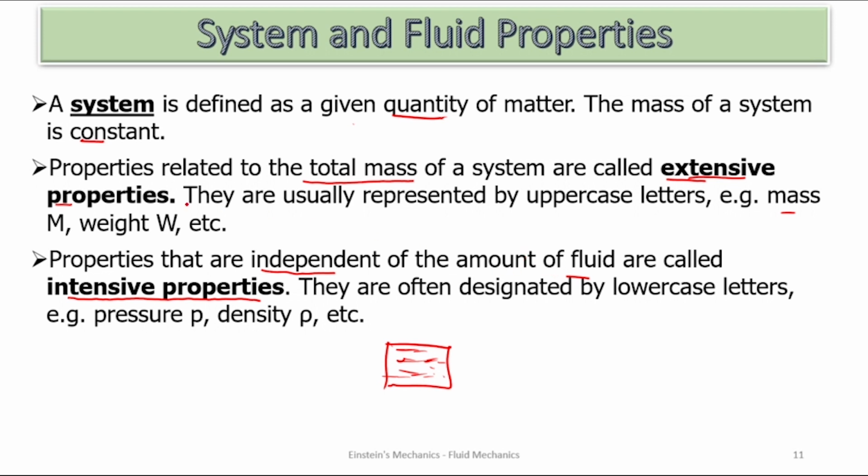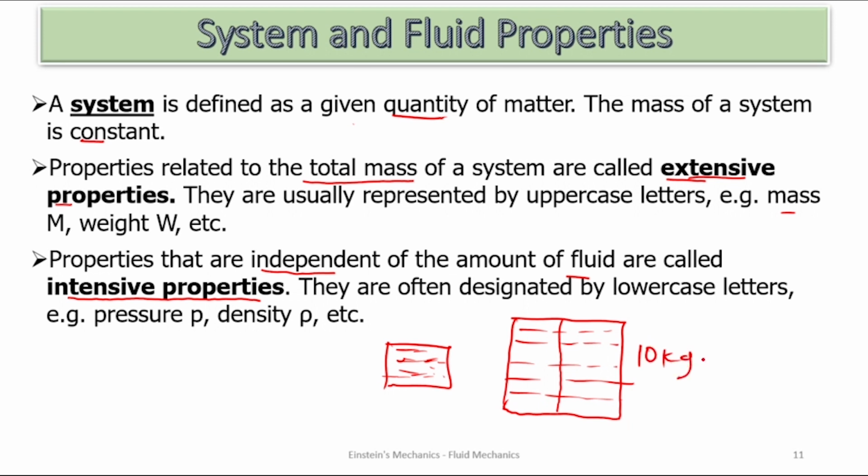What do we mean? Meaning, if the mass of the system changes, the extensive properties are going to change. But for the intensive property, no matter the changes in the mass, they are also not going to change. So let's make a drawing here and see something. Let's say this is a continuous container with fluid inside. So we have, let's say, a 10 kg amount of water inside. The extensive properties, for example, are the mass and the weight.